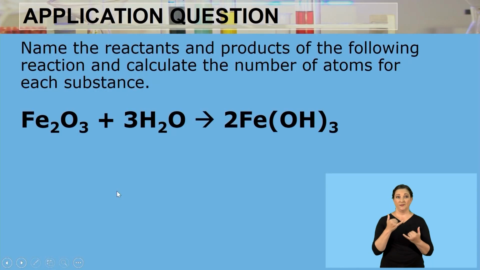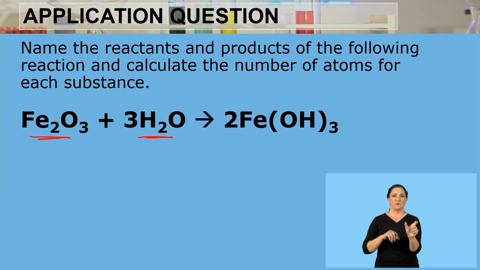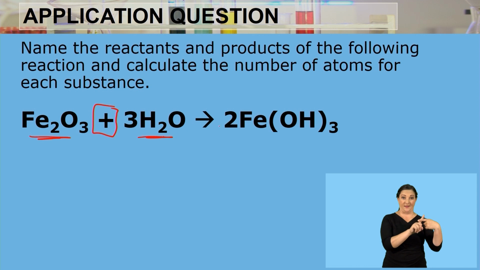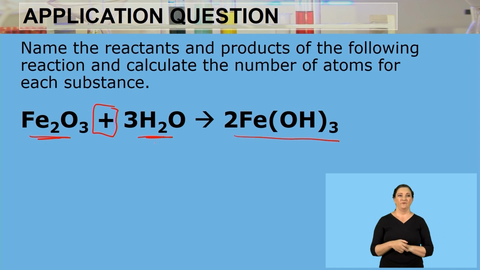Next question says, we need to name the reactants and products of the following reaction and calculate the number of atoms for each substance. So we have substance 1 on the reactants, we have substance 2 on the reactants again, and remember when we have more than one reactant, they are going to be separated by a plus sign. Then those two are going to react to form this substance. So we have iron oxide reacting with water to form iron hydroxide.